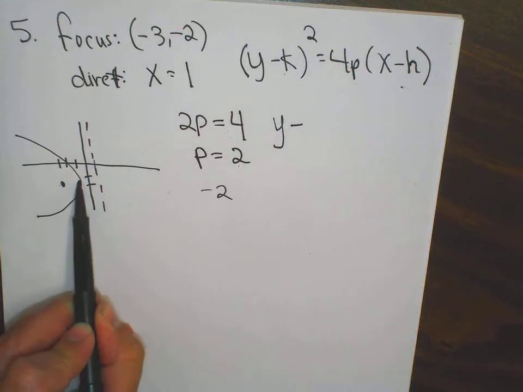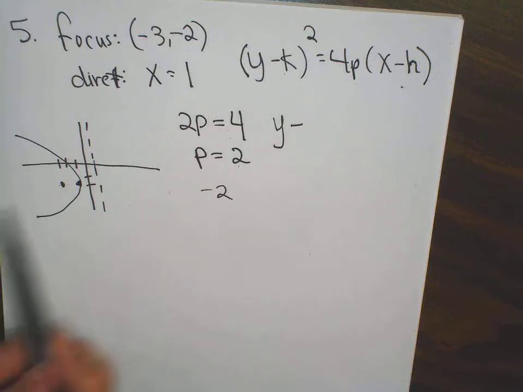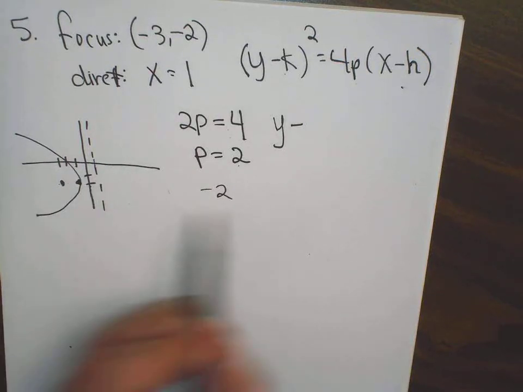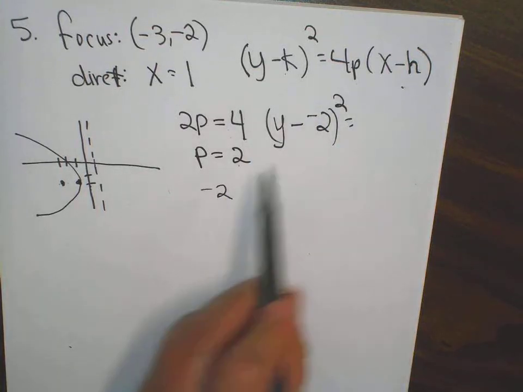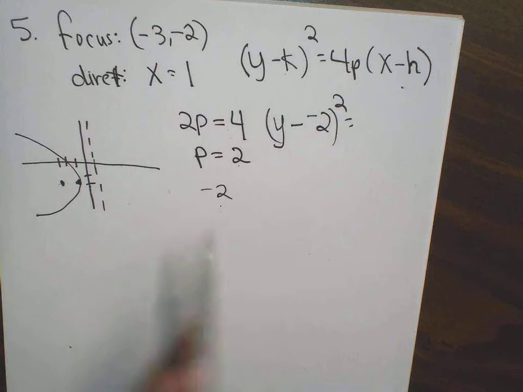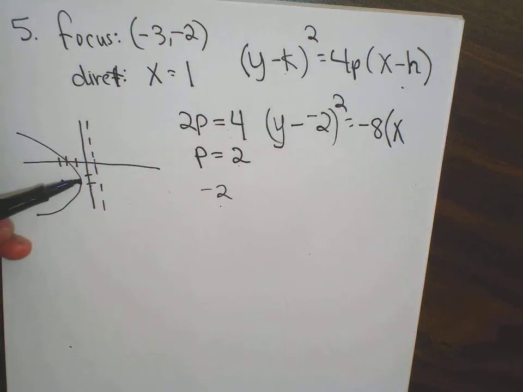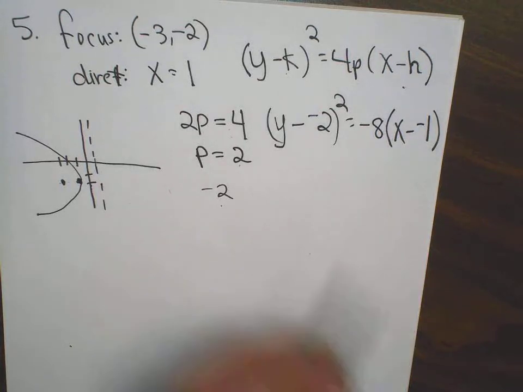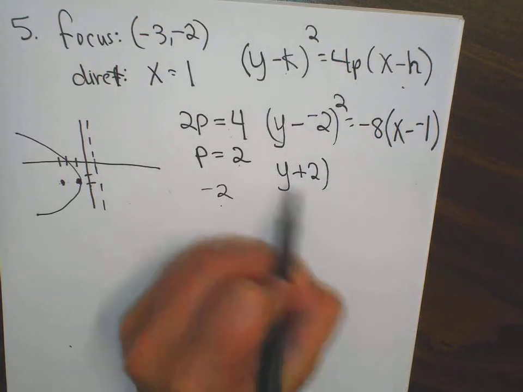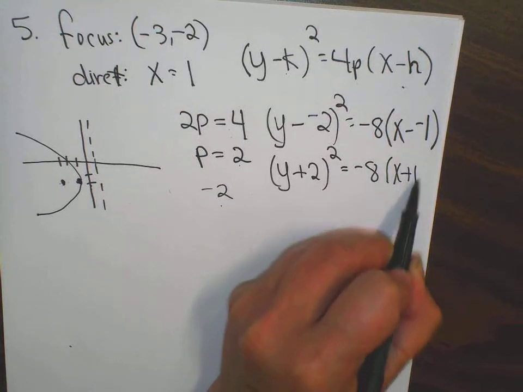So when I plug this in, I have y minus, what's the y coordinate for my vertex? Remember the y coordinate's up and down, so that's -2, equals 4 times P, which is -8, x minus, what's my h coordinate going to be for my vertex? -1. So x minus a -1. If I simplify, this is (y + 2) squared equals -8(x + 1).